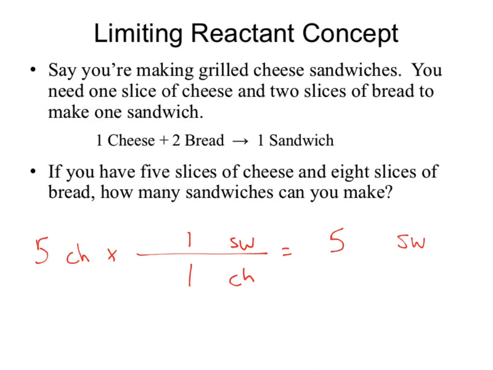How many of you said we could make five sandwiches? Nobody. Isn't this what this shows? I can make five sandwiches? What is the assumption I'm making in this calculation? There's a big assumption I'm making with just this one calculation. How much bread do I have? I have enough bread to convert all of those cheeses into sandwiches. Is that assumption true?